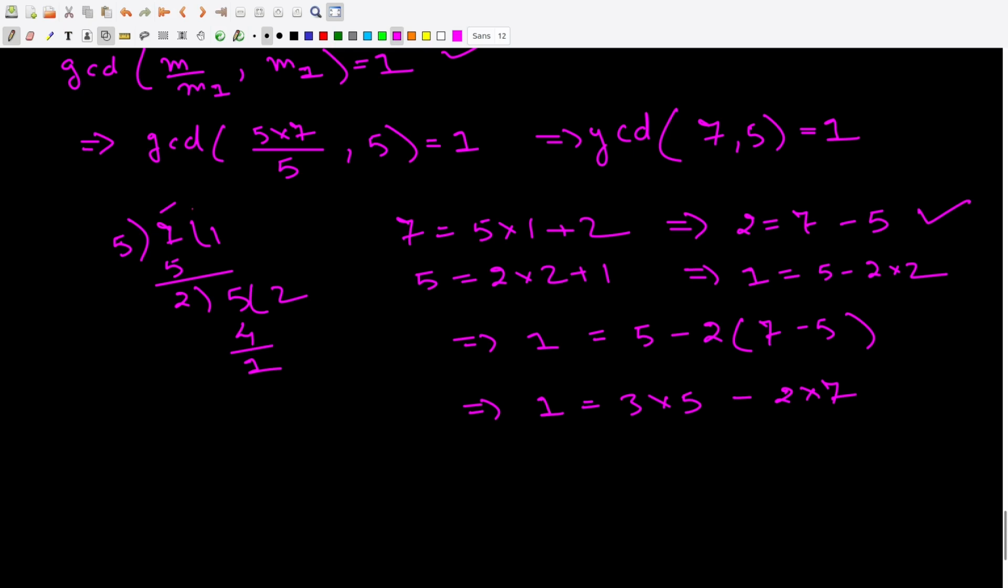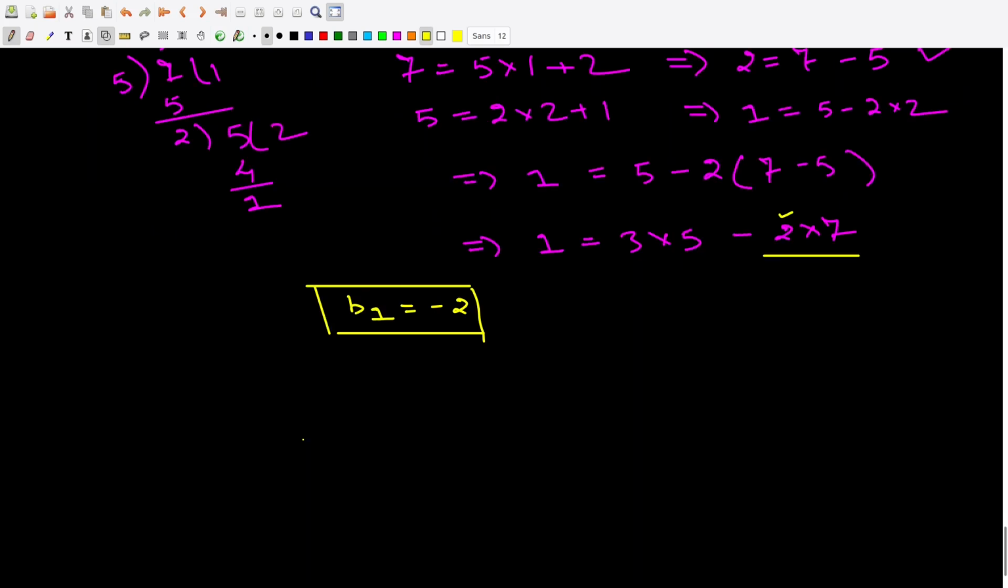And here we wanted to find out the multiplicative inverse of M upon Mi. All right, so the multiplicative inverse of M upon Mi is this. M upon Mi is 7, and we want to find out the multiplicative inverse of this 7. So the multiplicative inverse of 7 is basically our b1, and that equals minus 2. Okay, so this is the multiplicative inverse.